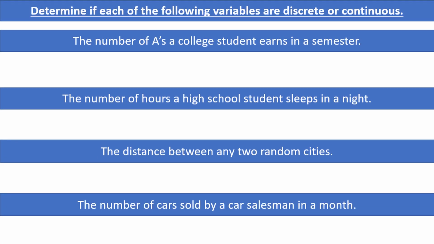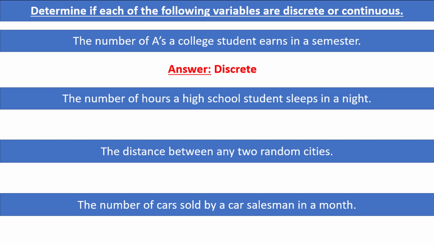To make sure that you understand the distinction between discrete and continuous variables, consider these four examples. Take a moment to pause the video and see if you can determine if each variable is discrete or continuous. Alright, the number of A's a college student earns in a semester is a discrete variable. The student could either get 0, 1, 2, 3, 4, or perhaps even more A's, depending on how many classes they are taking. And we are restricted to only the whole numbers, which makes this a discrete variable.